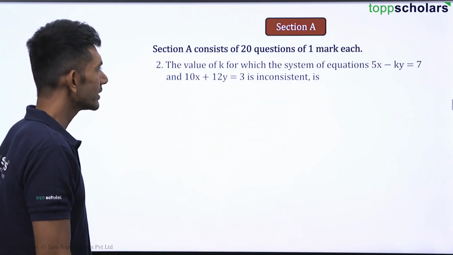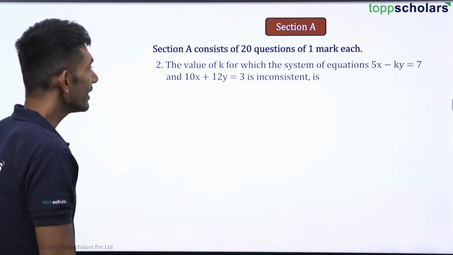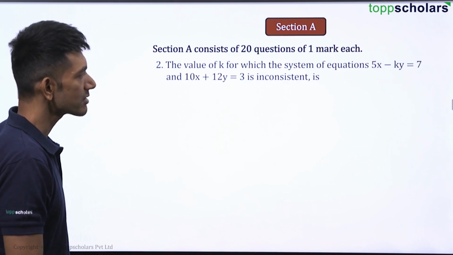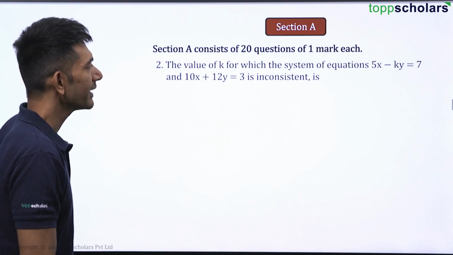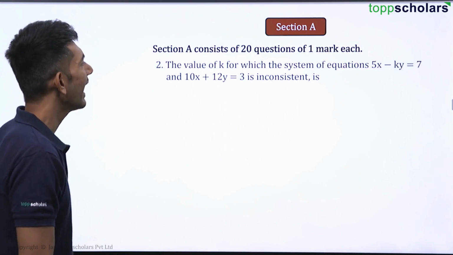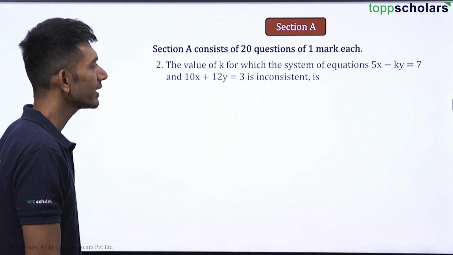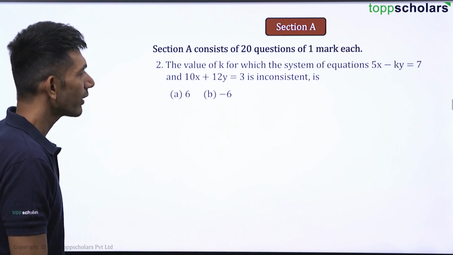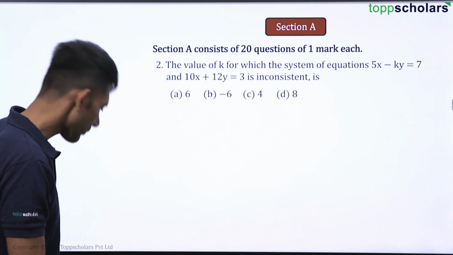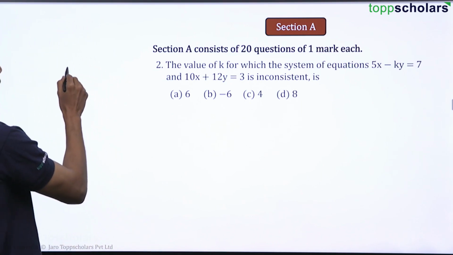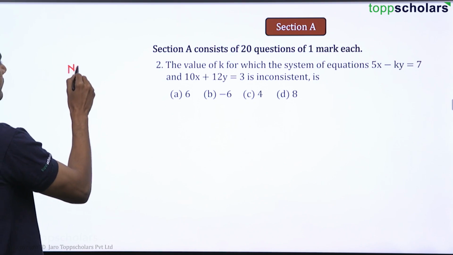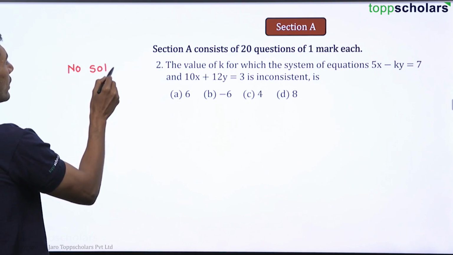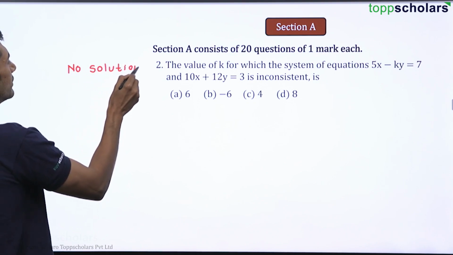Let's have a look at a new question now. It says, find the value of k for which the system of equations 5x minus ky is equal to 7 and 10x plus 12y is equal to 3 is inconsistent. Now inconsistent means what? We have already studied about this. Inconsistent means parallel lines. They have no solution, right? No solution. Inconsistent means no solution.